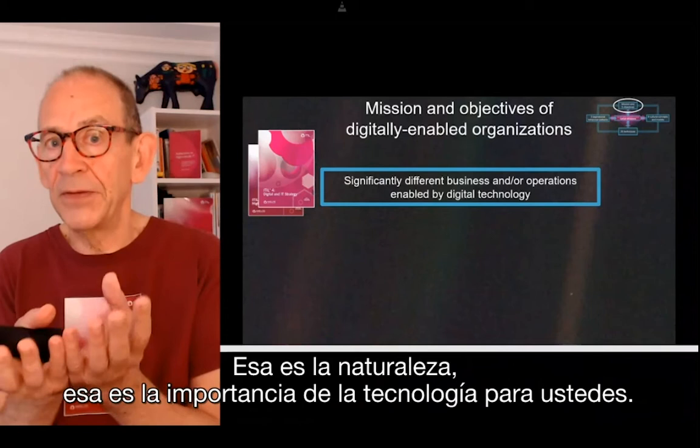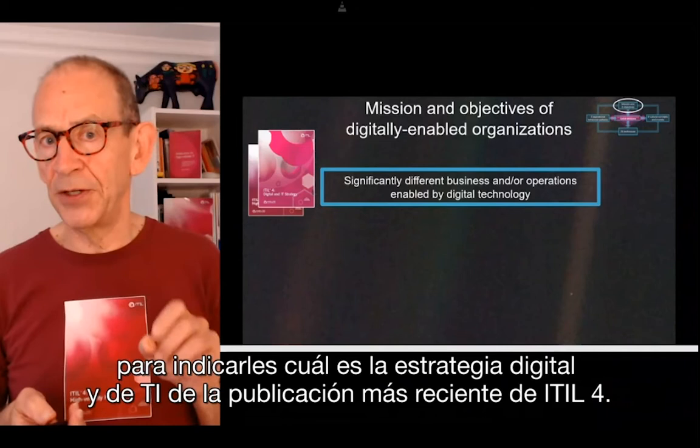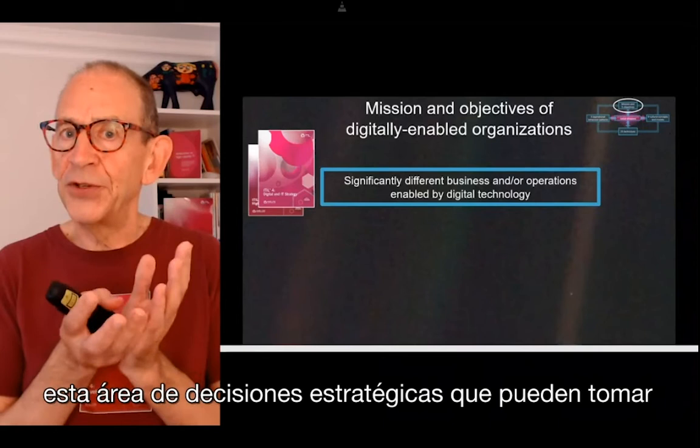And it's a good part in the presentation to point you towards the newest ITIL 4 publication, Digital and IT Strategy, because that book talks specifically about this area of the strategic choices that you can make to help your organization with technology.